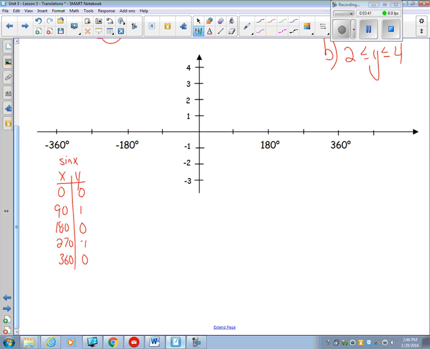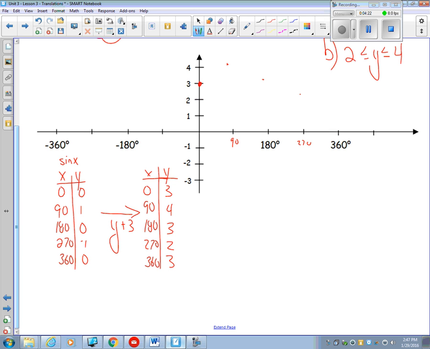What we want to do when we move things up and down is change our y values. We want to add 3 to all those. So our x's would be exactly the same, but our y's are now going to be 3, if we add 3 to 0, and then 4, we add 3 to 1, and then 3 again, and then -1 plus 3 would be 2, and then back to 3. As I said, the x's would stay the same, so if you want to write those in, you could, or because they're the same, you can just think about those ones. So 0 and 3, 90, that's right here, right? 90 and 4, 180 and 3, 270 and 2, go there, and 360 and back to 3.